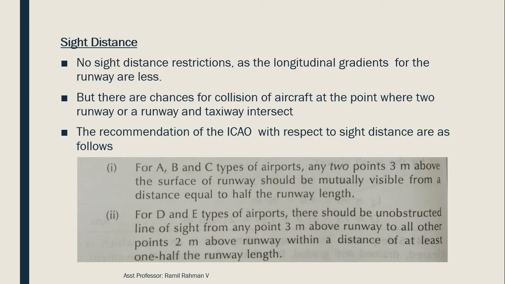First one is, for A, B and C type of airport, any 2 points 3 meter above the surface of the runway should be mutually visible from a distance equal to half the runway length. For D and E type of airport, there should be an unobstructed line of sight for any point 3 meter above runway to all other points 2 meter above runway within a distance of at least 1/2 the runway length.